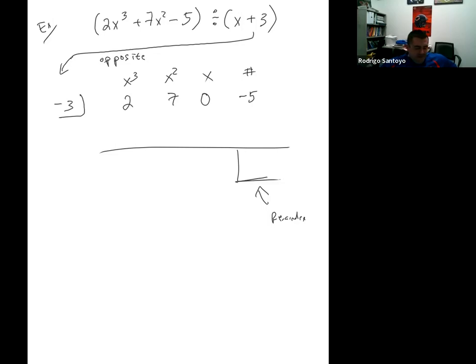All right, now we just finish this up. Bring that number down. Remember, the numbers in the bottom always get multiplied. It's -6. The numbers in there get added. So that's 1. Now we multiply. It's -3. We add -3. And we multiply, giving us 9. And then we add, giving us 4.